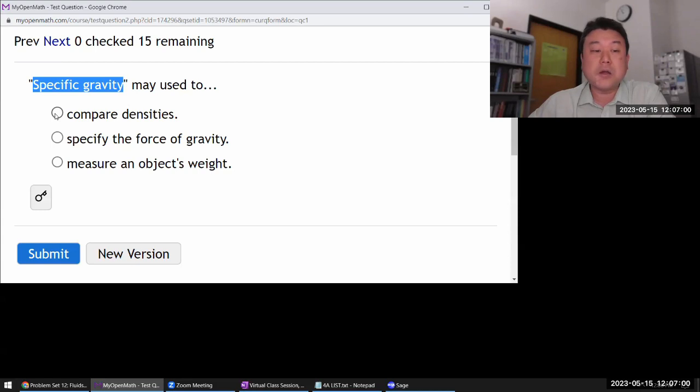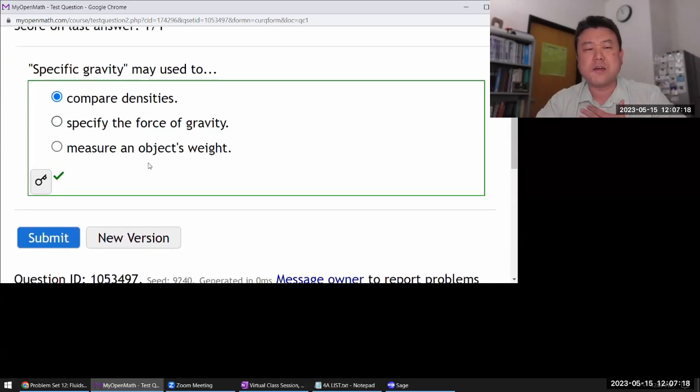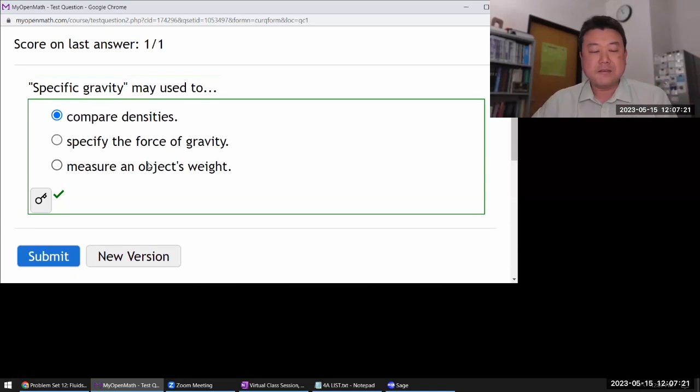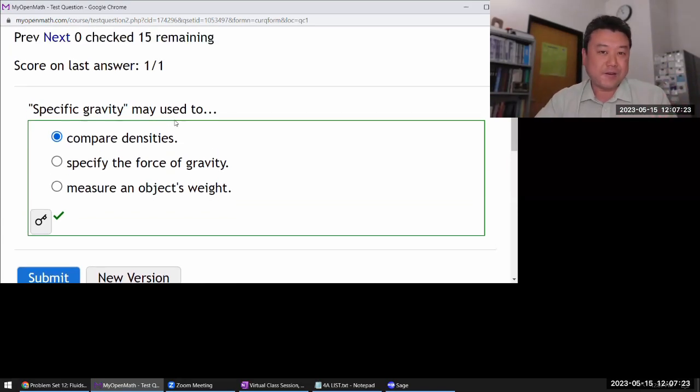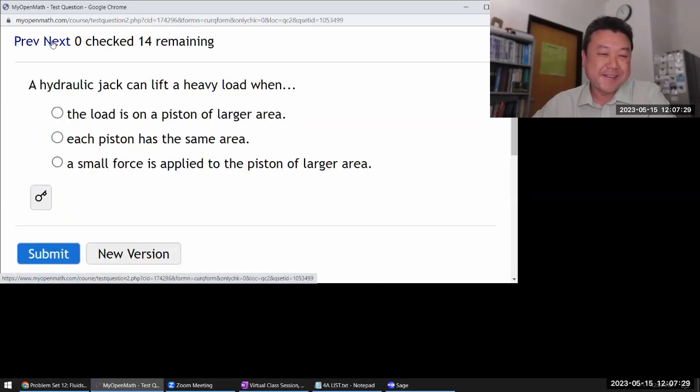It may be used to compare densities. You can't really specify the force of gravity or measure the object's weight without first knowing its volume, for example. So you can use it to compare densities. I don't think I use the term specific gravity all that much. I'm a physicist. I don't really have any fondness for chemistry terms. I'll just say density when I mean density.